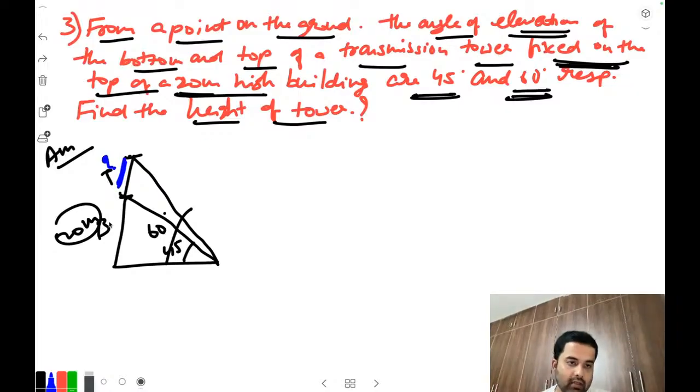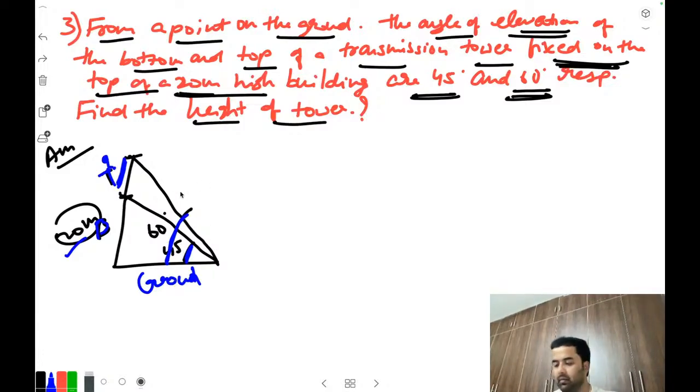This is our building. This B part I kept as a building, T as a tower. Tower is on the top of the building. Building height is given. With the building, and this is our ground. With the building, it is making 45-degree, and with the tower, it is making 60-degree. Figure out. We don't have any base value here.